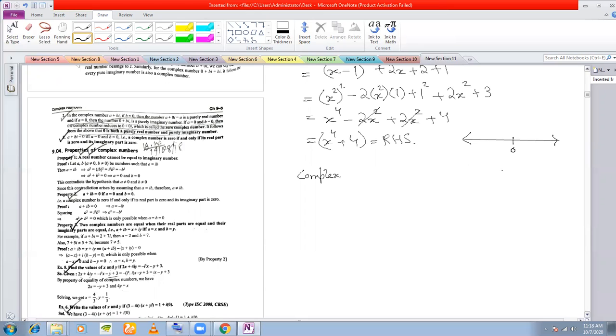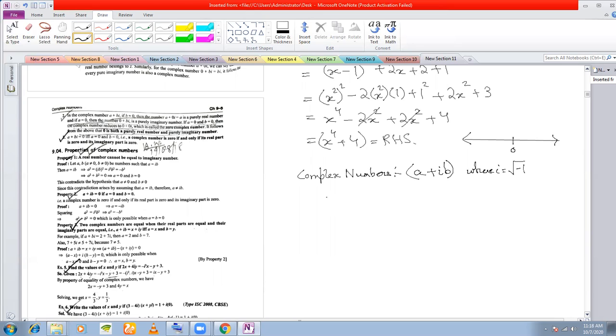Complex numbers, on the other hand, can be represented on a plane. It can be represented on an XY plane. Okay, and such representation of complex numbers is called an Argand diagram. In the Argand diagram, we represent complex numbers in the XY plane, but we'll come to that a little later. What you must know is that complex numbers are two-dimensional numbers that are of the form a plus ib, where i is square root of minus 1.